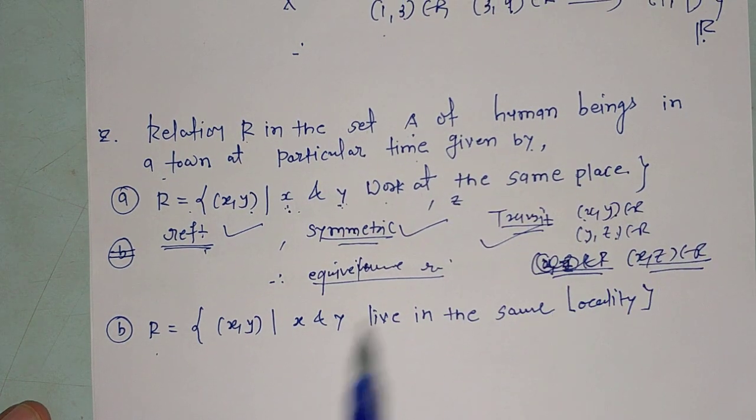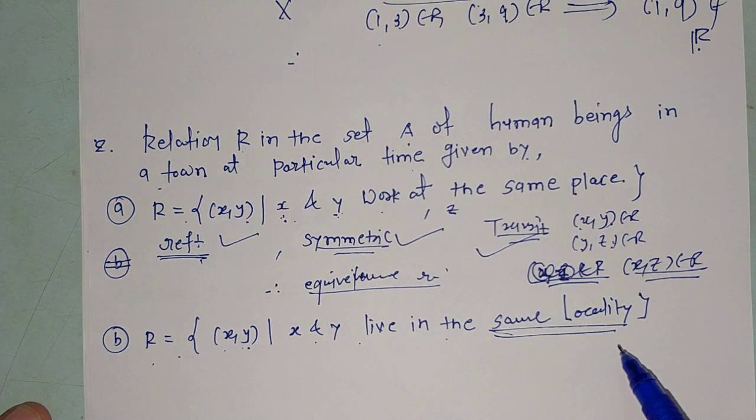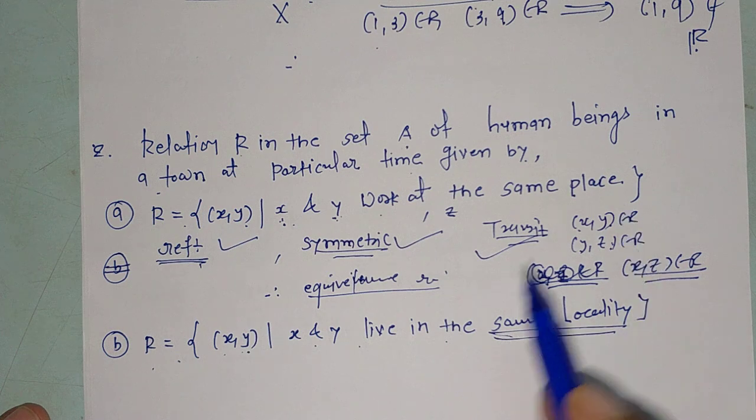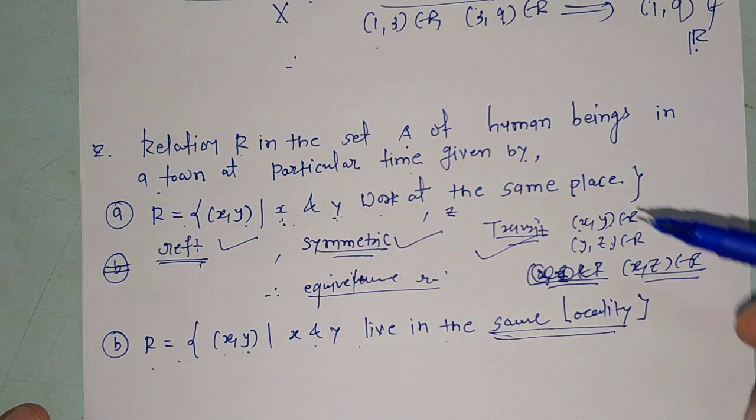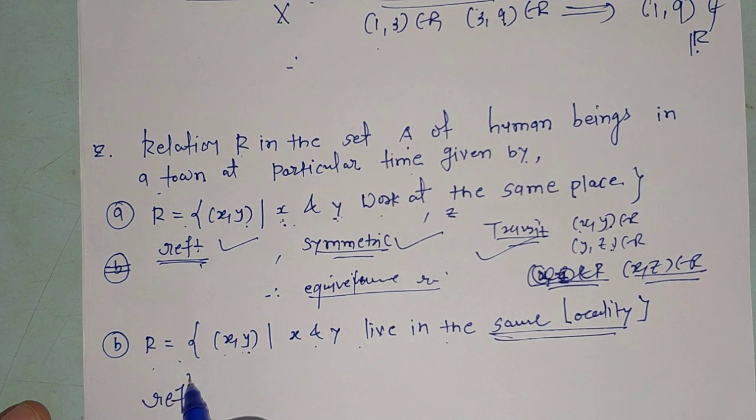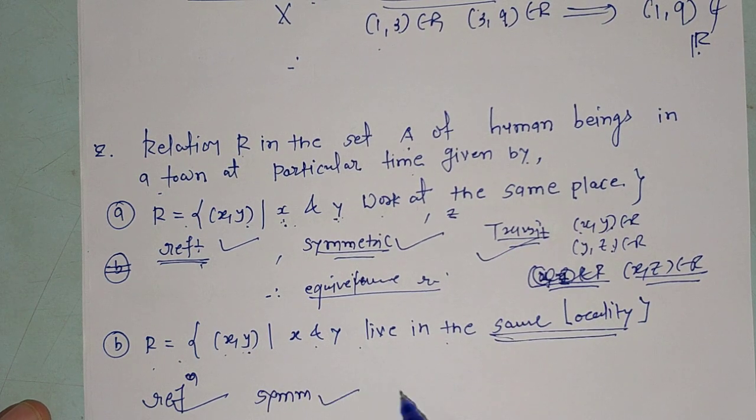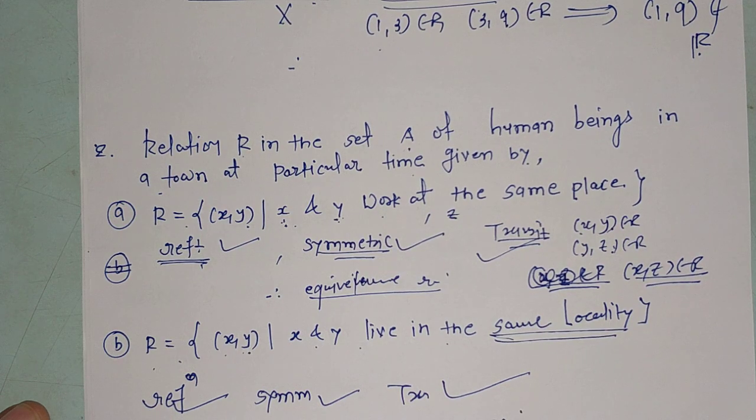This relation, the set is the same, the set of human beings in one town. The relation is given this way: X, Y are related if X and Y live in the same locality. I think this is clear to you. Same place and same locality, right? They are working in the same place and living in the same locality, so the relation is nearly the same. So we can directly say this is reflexive, symmetric, and transitive also. So the relation is what? Equivalence.